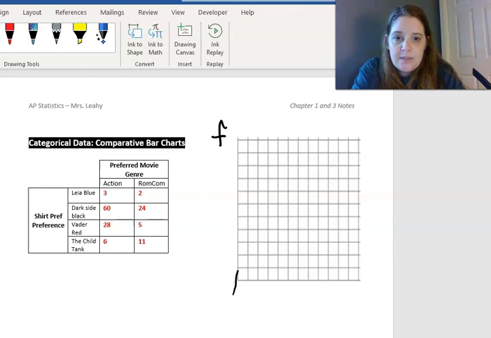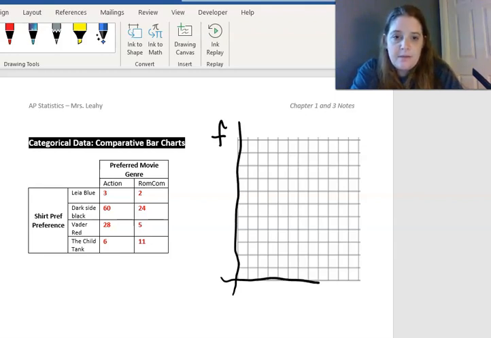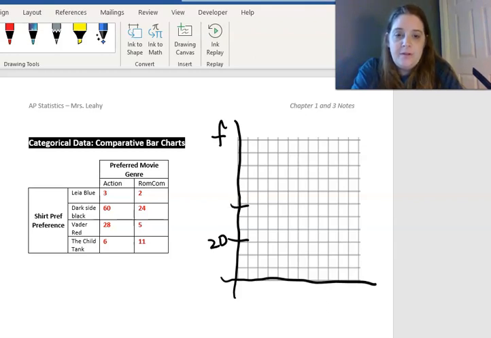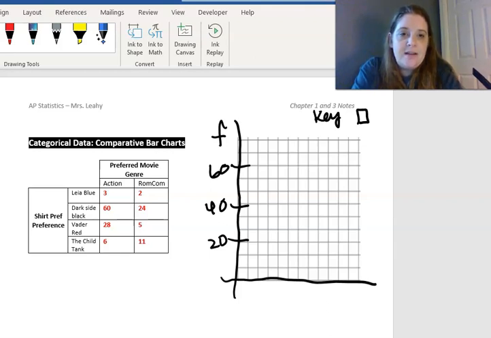Okay, so let's see, here's my vertical axis. Let's see, 20, 40, I'm going to put 60 right there. Nah, that's not really quite right, is it? Try again. You simply label your vertical axis. Here we go. All right, so how about 20, 40, and 60 here. All right, so I'm going to make myself a little key over on the corner, and we're going to say that the white bar is action and the black bar is romantic comedy here.